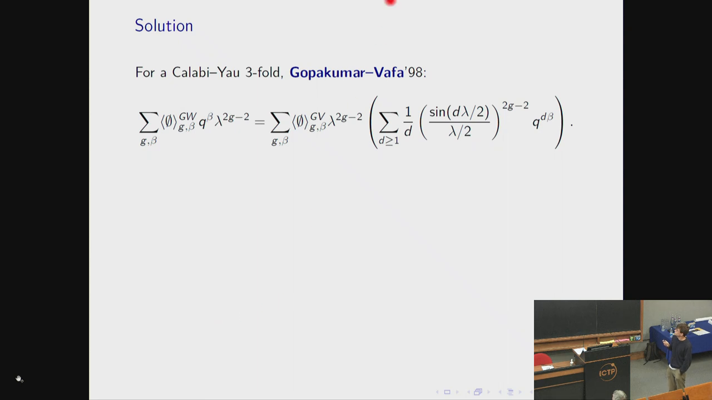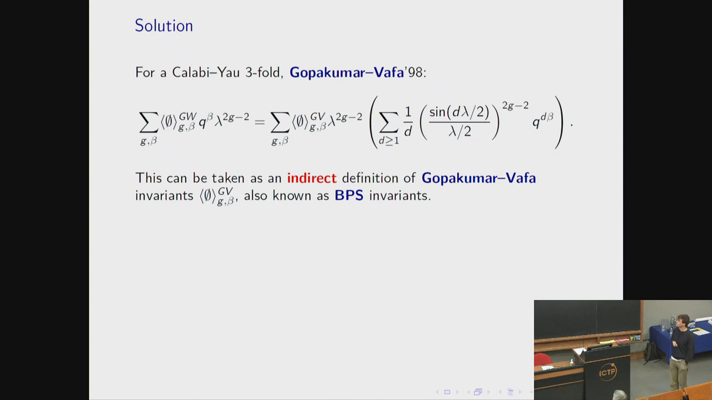So you can express any formal generating series with even powers of lambda in terms of the sine functions. And then you collect these coefficients in front over here, and that you declare to be Gopakumar-Vafa invariants. So this is an indirect definition of Gopakumar-Vafa invariants in the sense that we use Gromov-Witten invariants to define them. And more often, these invariants are referred to as BPS invariants. They count BPS states. But in this particular case, in the context of Gromov-Witten theory and this formula, I'll refer to them as Gopakumar-Vafa invariants. Okay?